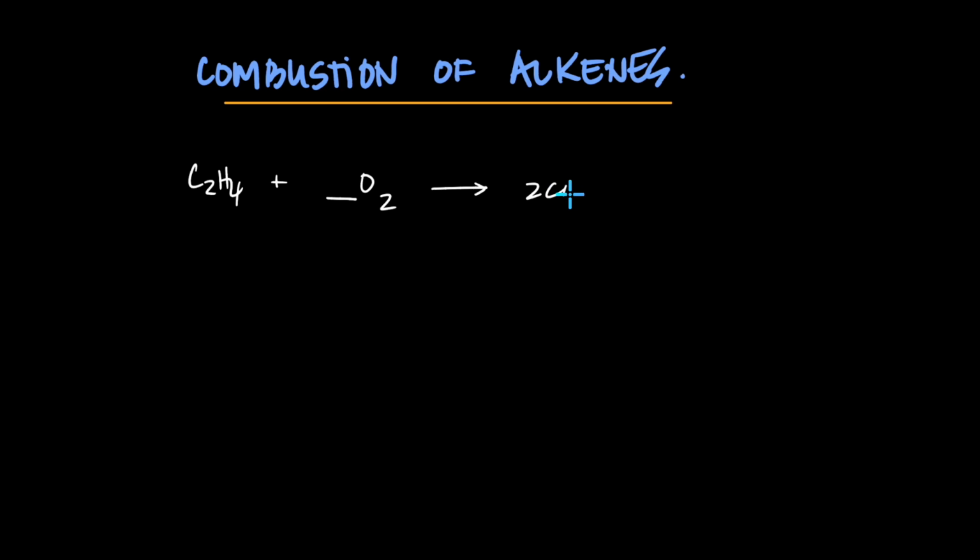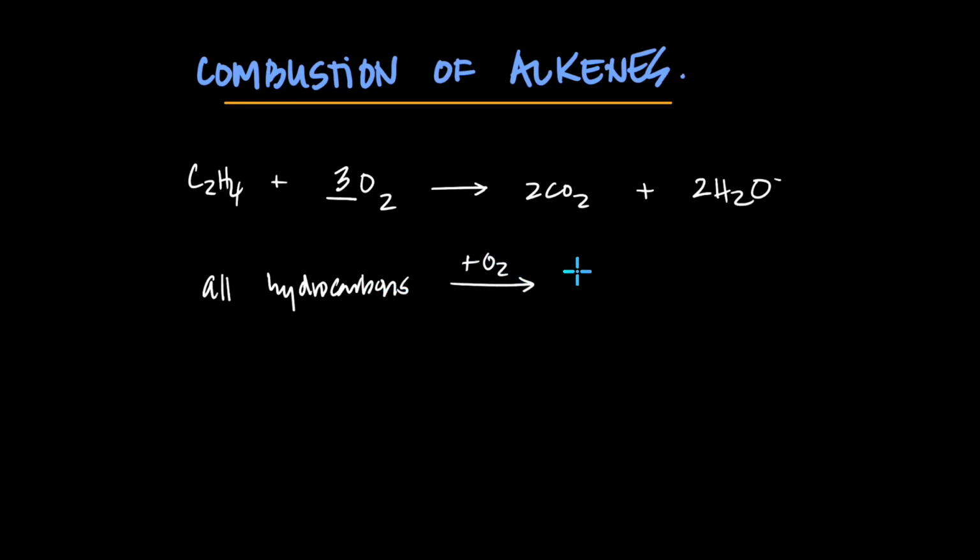Now here I am writing an equation of combustion. In fact, I can balance it also. 2, 3, 4, 5, 6. And the reason why I'm doing that is because just like alkanes, alkenes also undergo combustion. Basically all hydrocarbons, even alcohols, burn in oxygen to form carbon dioxide and water.